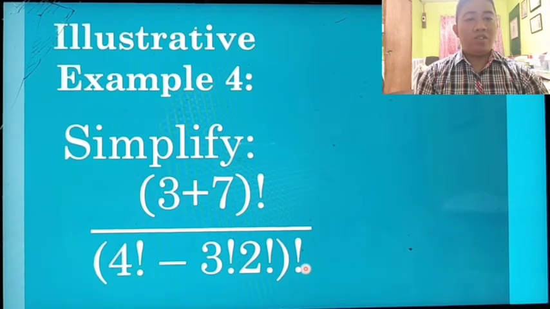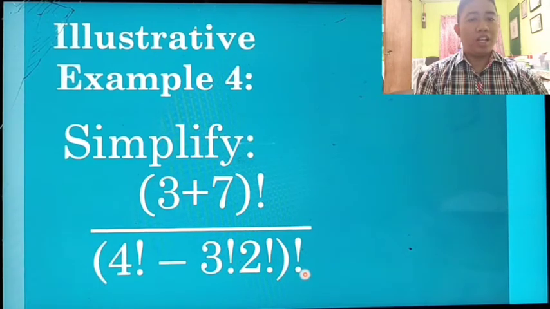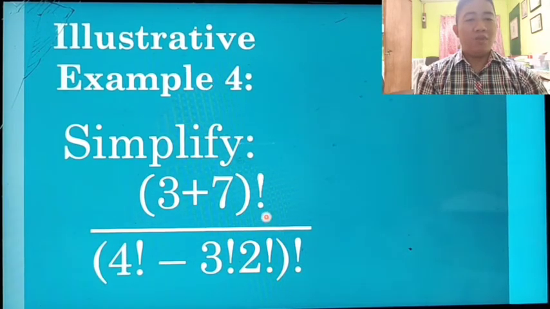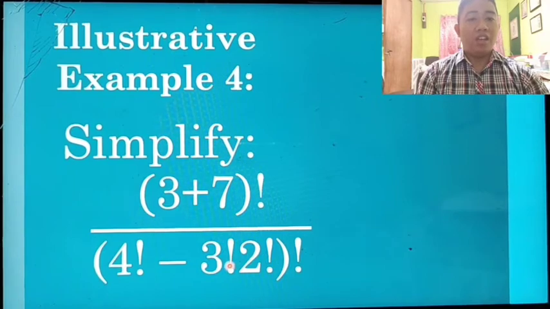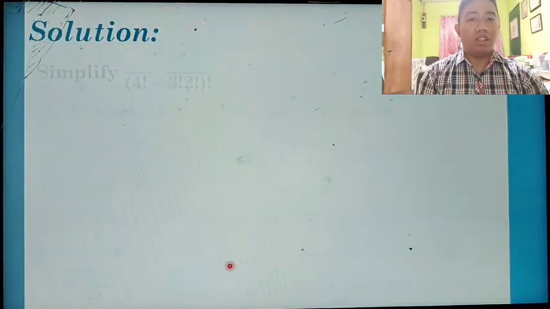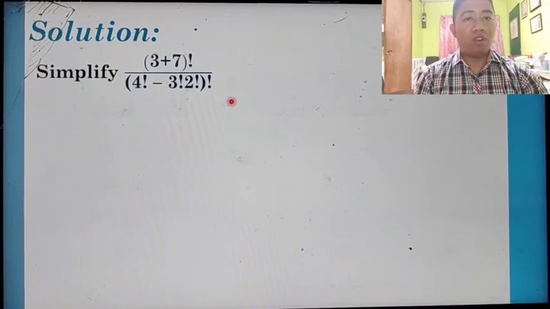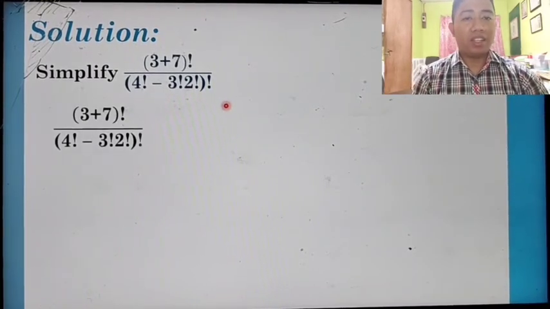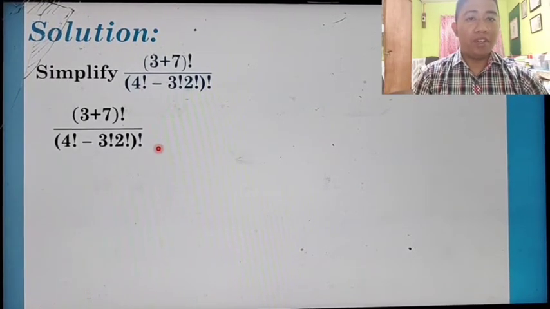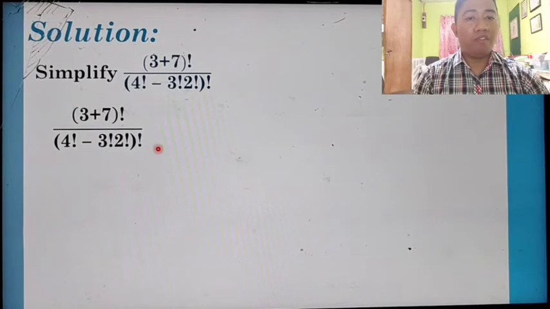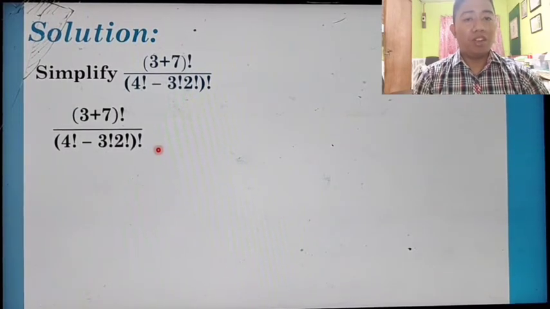So my dear friends, students, and viewers, to simplify this mathematical expression expressed as a quotient containing factorials, here is the solution. So copy the given first, and then you will perform using the PEMDAS rule. So let us begin first with parentheses.